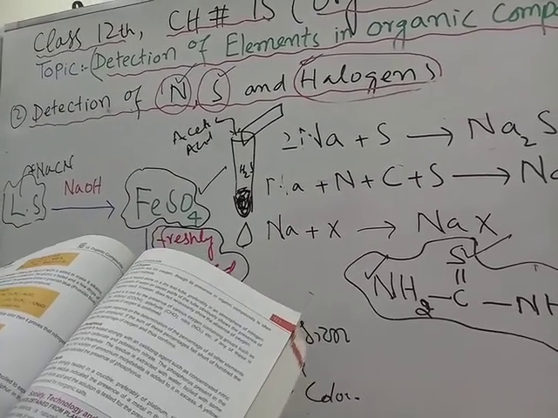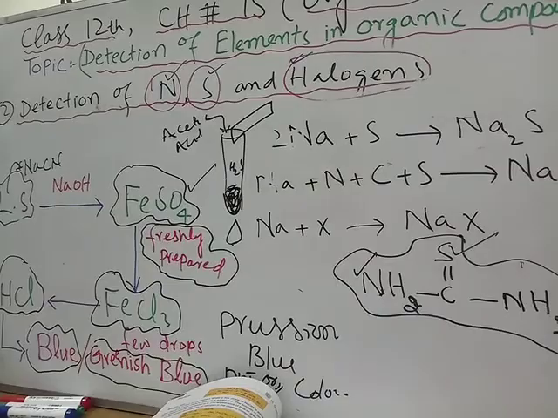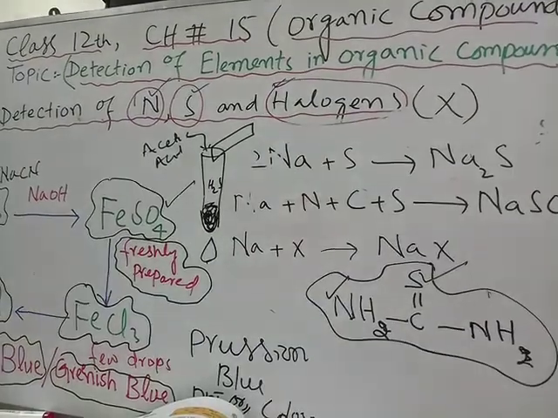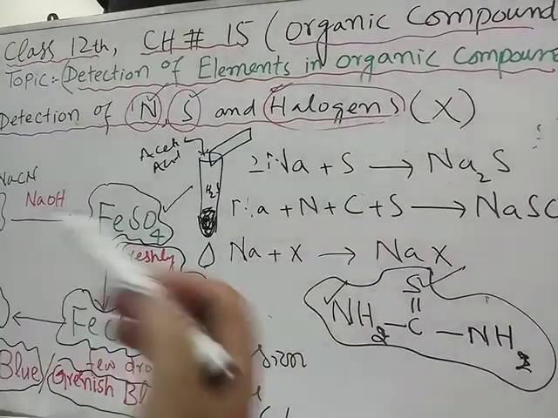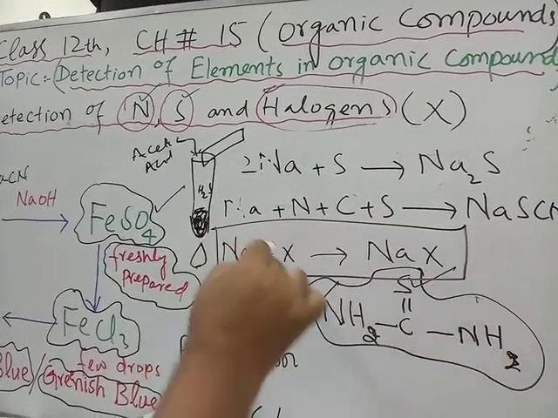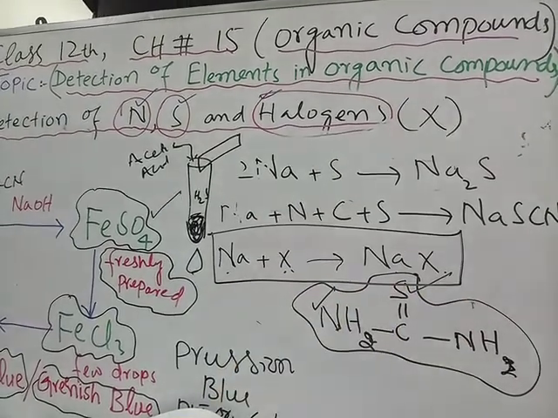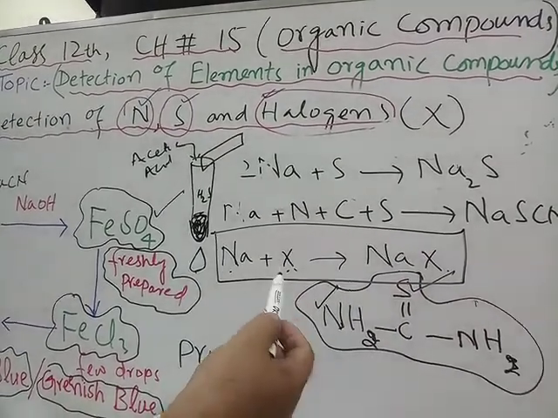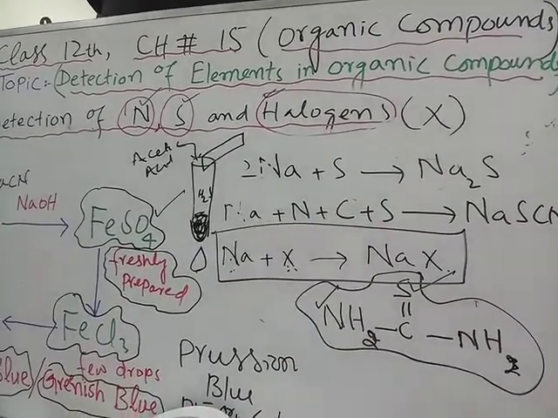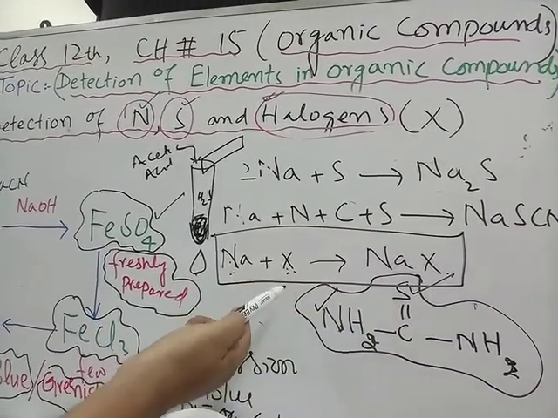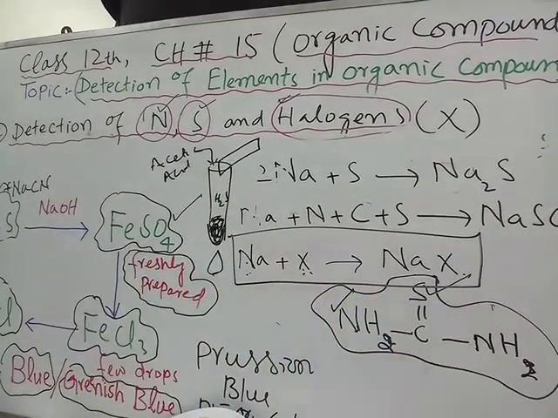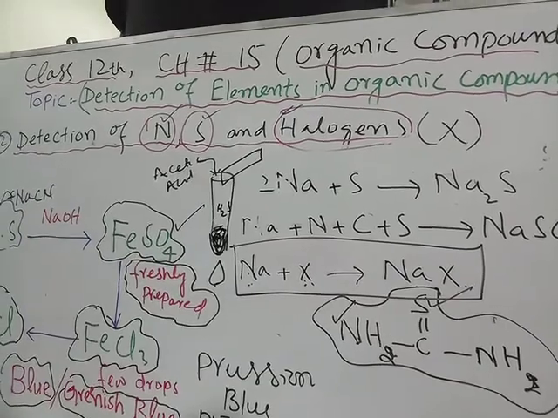We utilize the third part for the test of halogens. Halogens are represented by X. X means fluorine, chlorine, bromine, iodine. In sodium extract, X combines with sodium to form NaX, sodium halide. For example, if chlorine was there in the organic compound, it will combine with sodium in the Lassaigne solution and form sodium chloride. If bromine was there, we will obtain sodium bromide. If iodine was there, then we will obtain sodium iodide.